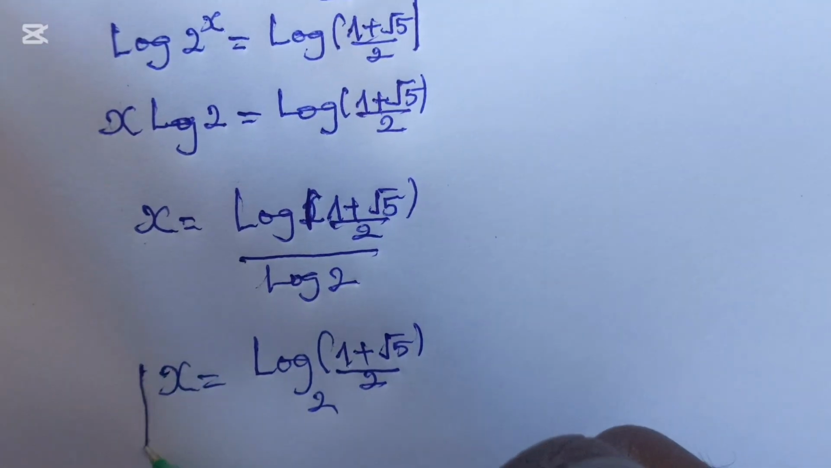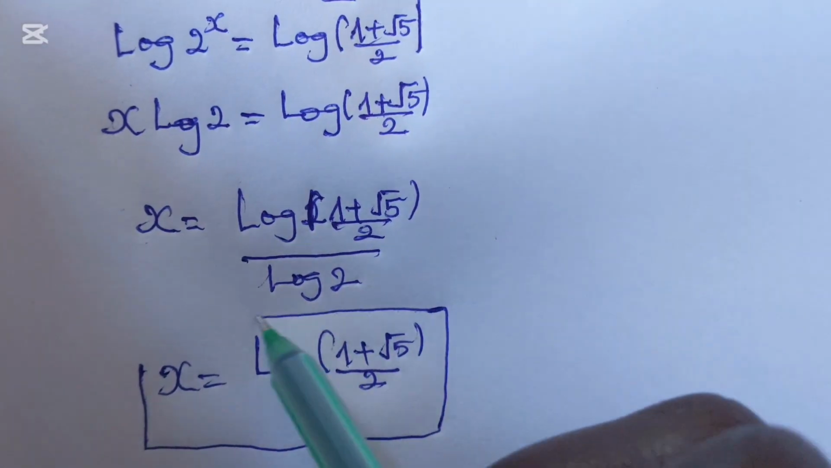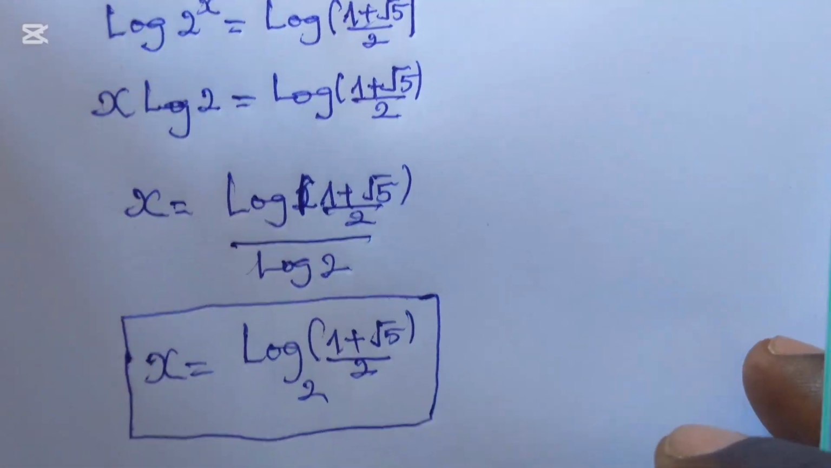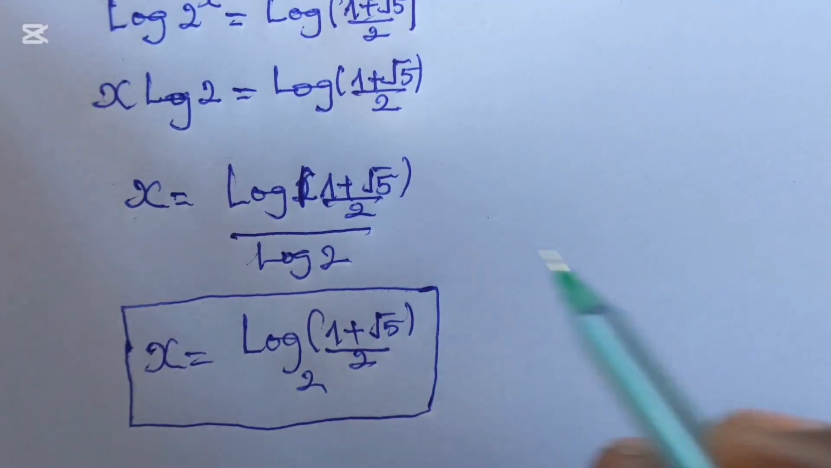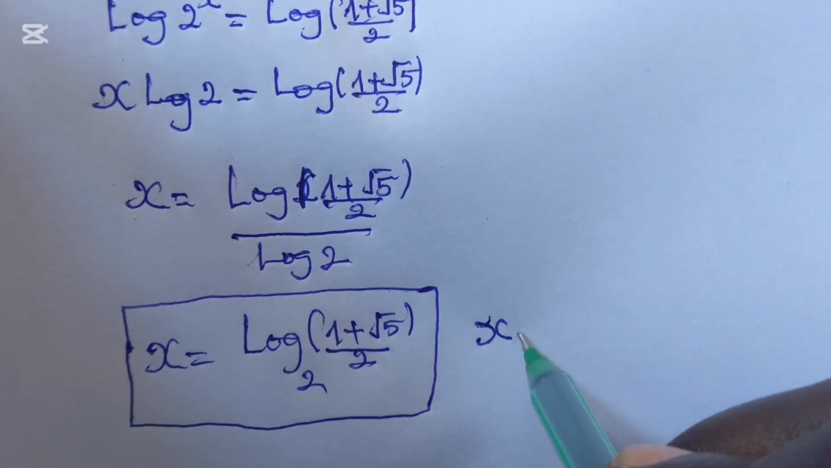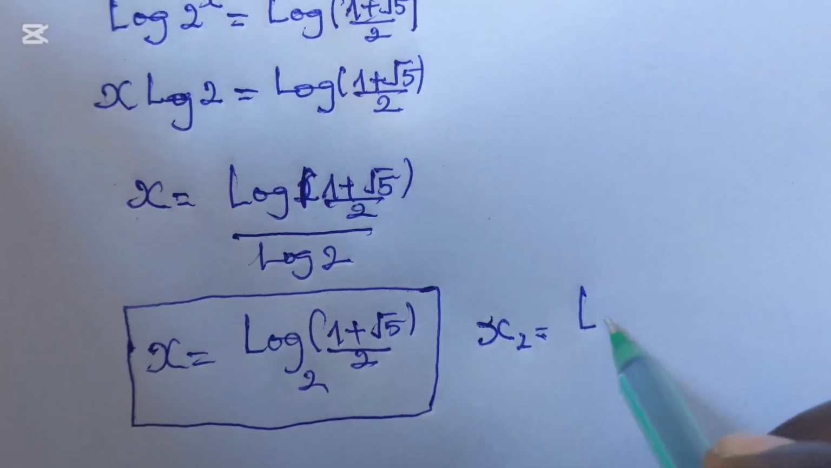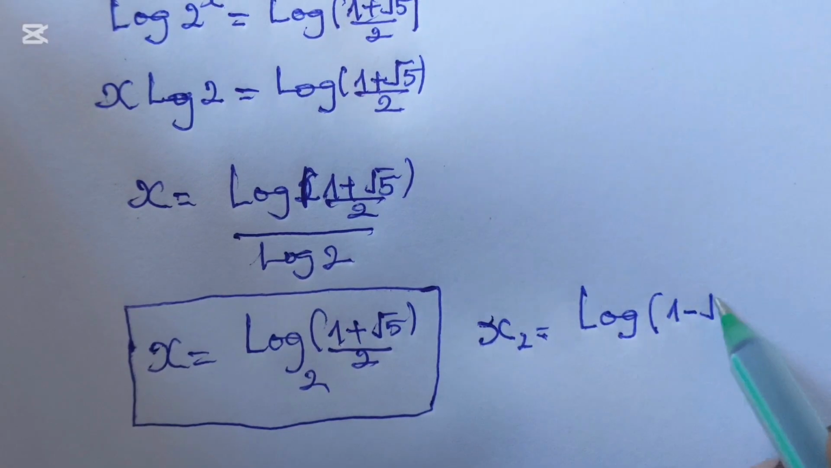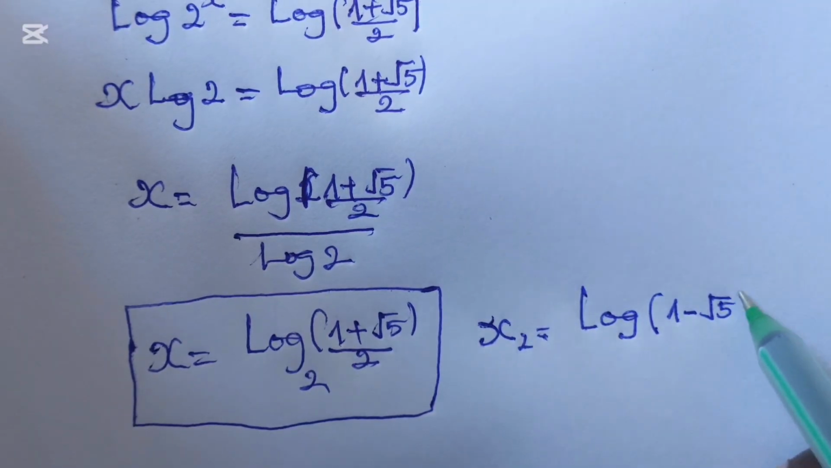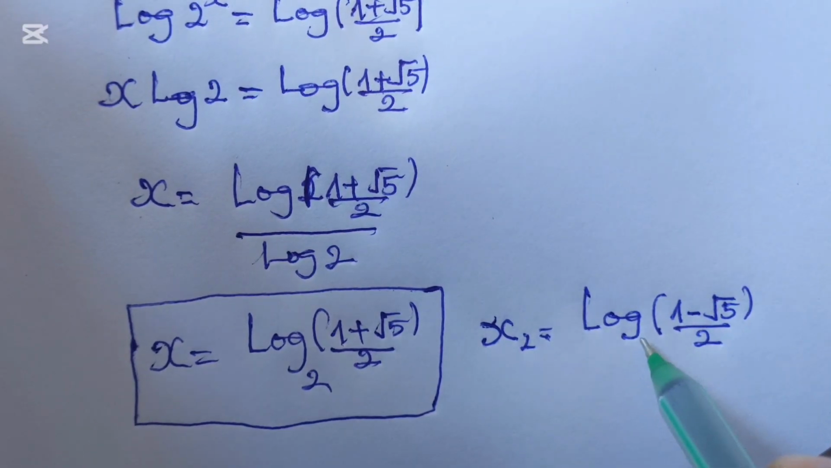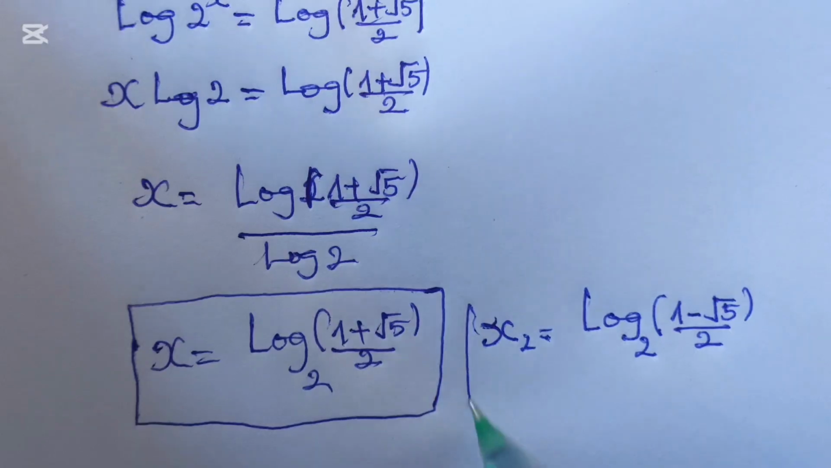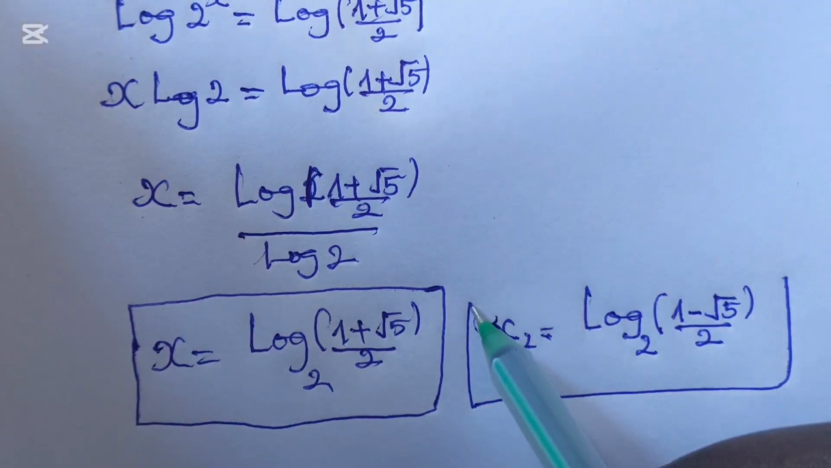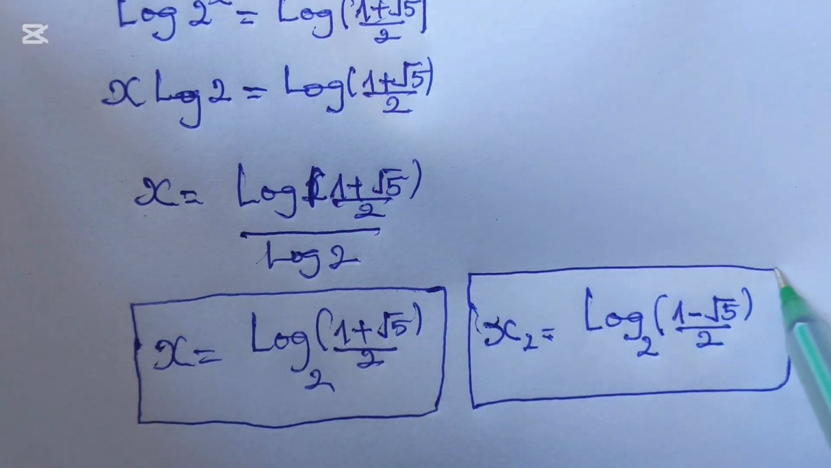Okay, then because we have the same value here, x2 will be logarithm of 1 minus square root of 5 over 2 to the base 2, because all steps to find x2 are the same.